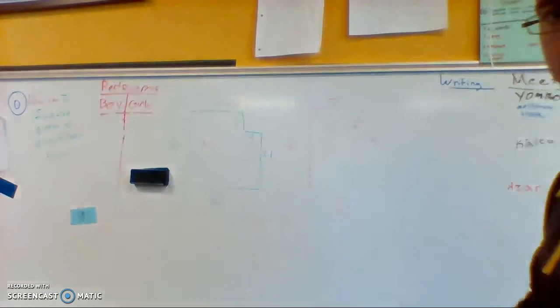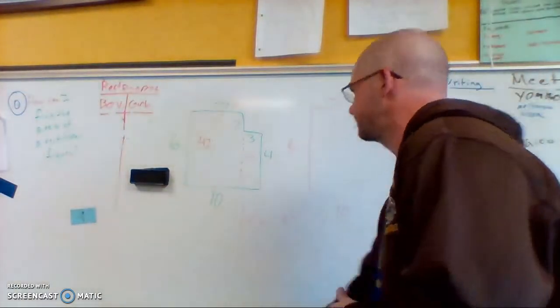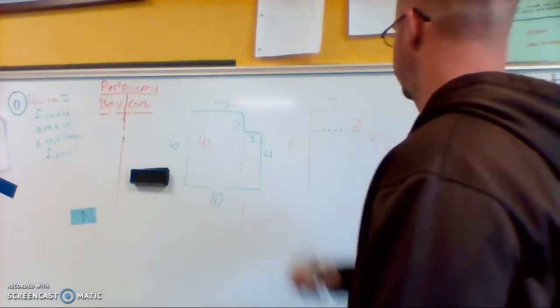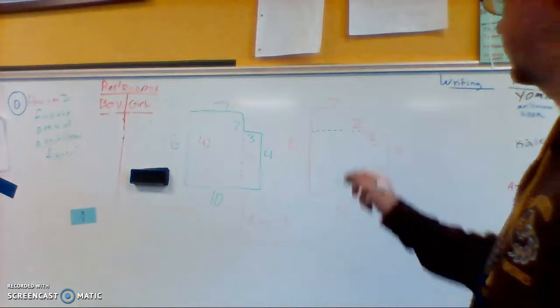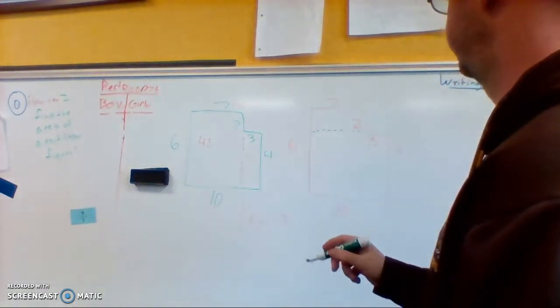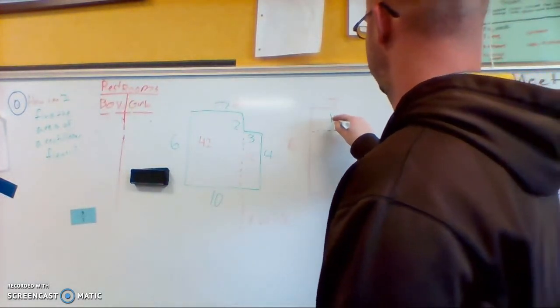What I've got over here is another way that you could look at this too. So now you can divide it that way. Now I have a rectangle here and a rectangle here. I know this side length is 2, and I know this is 7. 7 times 2 is 14.